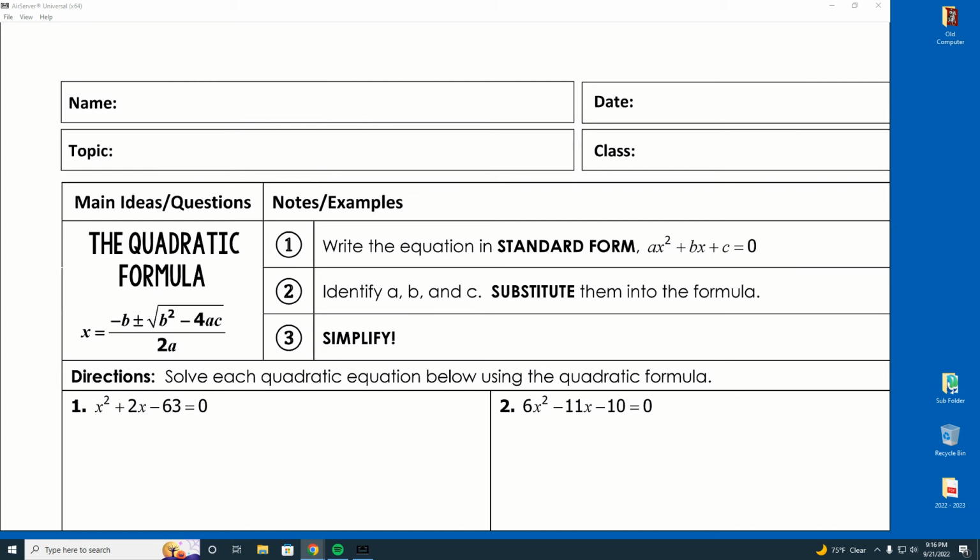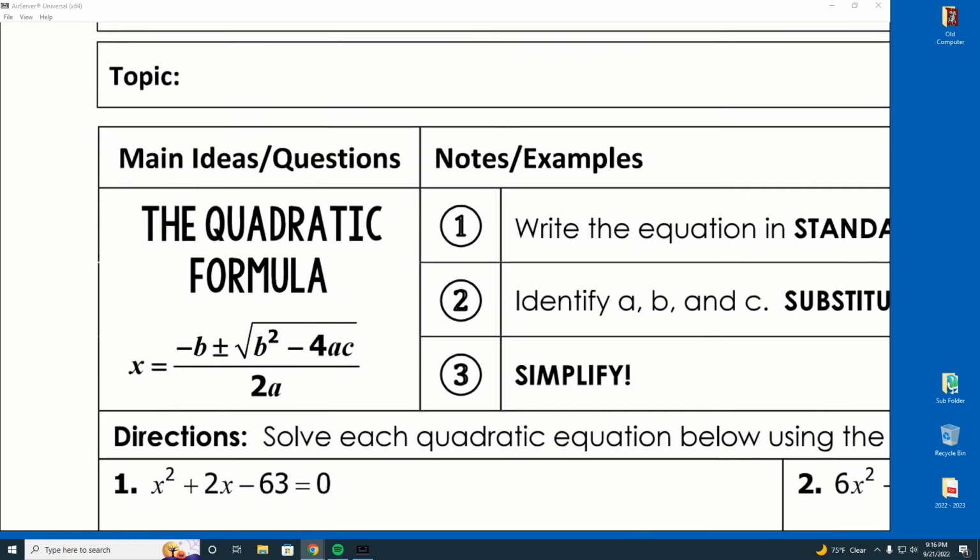So let me go ahead and just kind of jump right in about the quadratic formula. So we talked about ways to solve quadratic equations. We talked about solve by factoring. We talked about solving by taking square roots. With fourth and fifth period, I talked about solving by completing the square. So the quadratic formula is the catch-all.